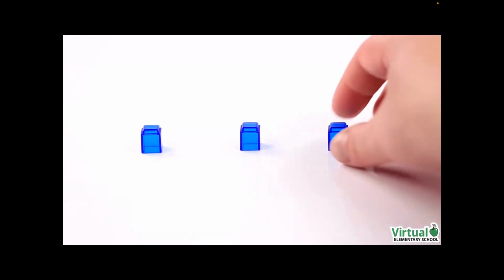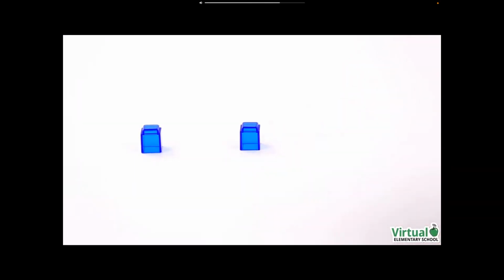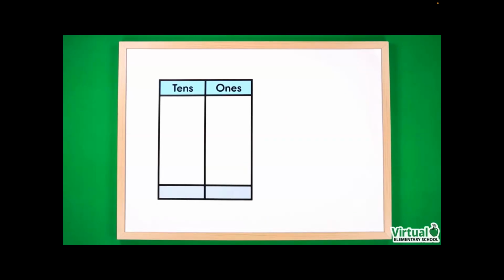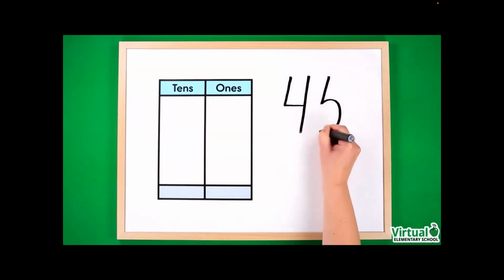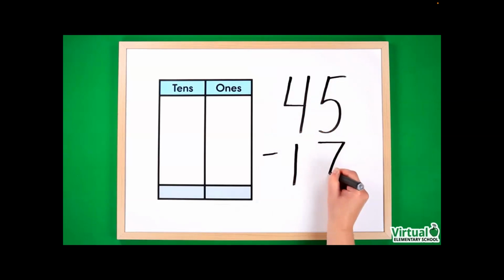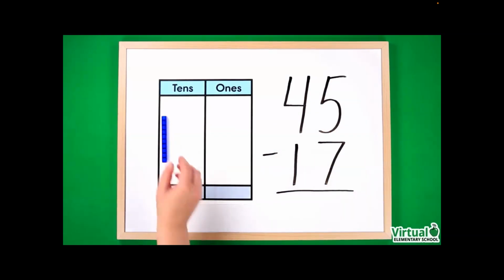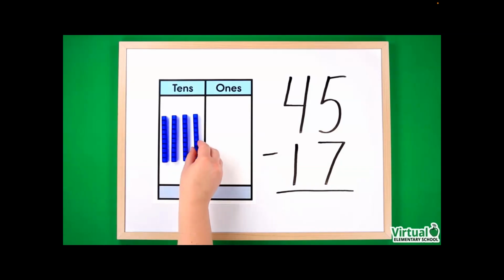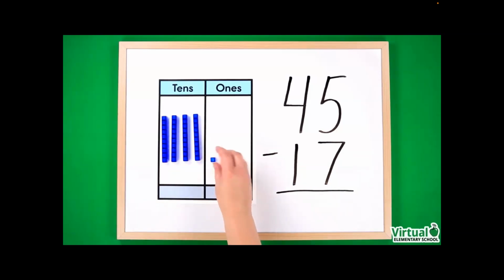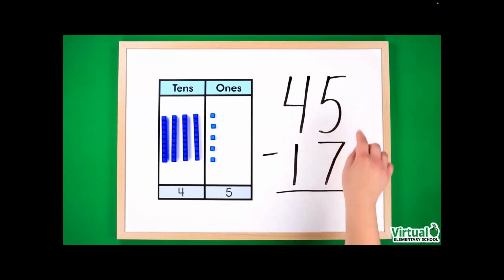Do you know what 3 minus 1 is? That's right, the answer is 2. Have you ever wondered how to solve subtraction equations that have larger numbers? Let's find out. Let's solve the equation 45 minus 17. To start, let's line up the equation vertically so that the 10s are on the left and the 1s are on the right. We can use base 10 blocks to help us solve this equation. We have 4 rods and 5 units. This is the same as 45. We need to take 17 away from 45.